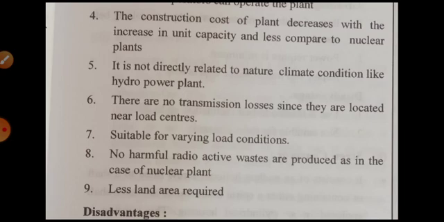But in this case, as the water requirement is quite less, this power plant does not depend on the climatic condition. There are no transmission losses since they are located near the load center. These power plants are generally located near the load center, like near cities, or where the electricity is required. You just have to carry the coal over there and there is no worry about transmission, because you can construct the power plant at the site where you need to supply that electricity.